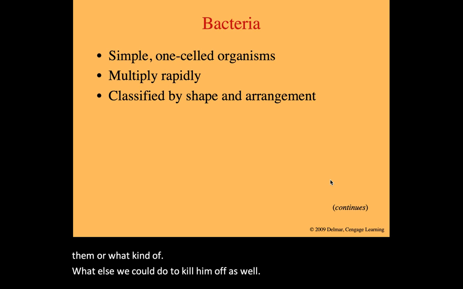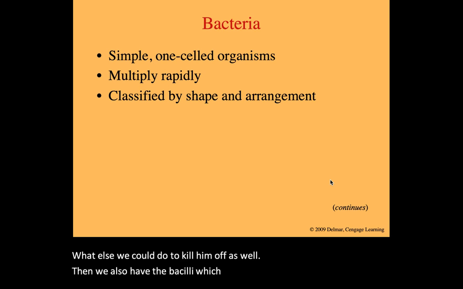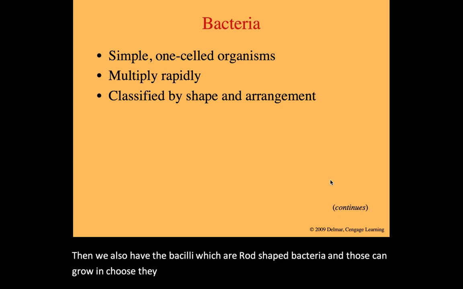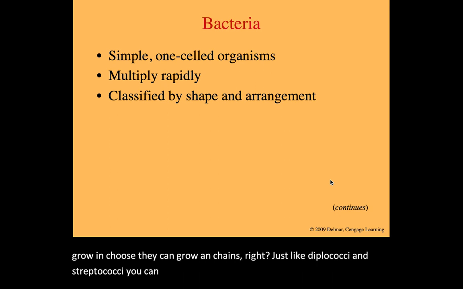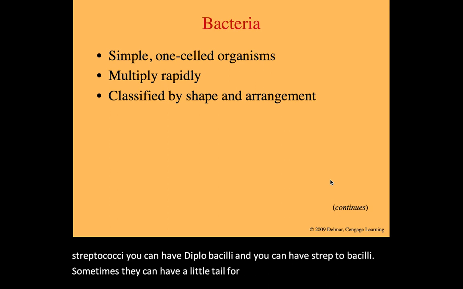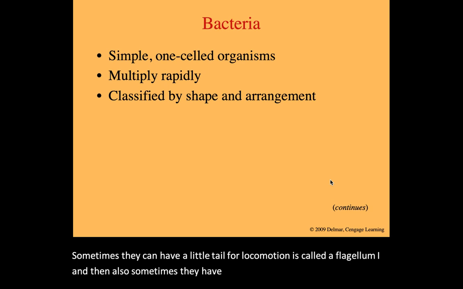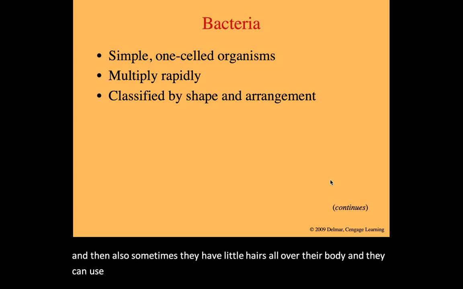Okay, then we also have the bacilli, which are rod-shaped bacteria, and those can grow in twos. They can grow in chains, right? Just like diplococci and streptococci. You can have diplobacilli and you can have streptobacilli. Sometimes they can have a little tail for locomotion. That's called a flagellum. And then also sometimes they have little hairs all over their body, and they can use that for locomotion as well to be able to move from one place to another. Those are called cilia.